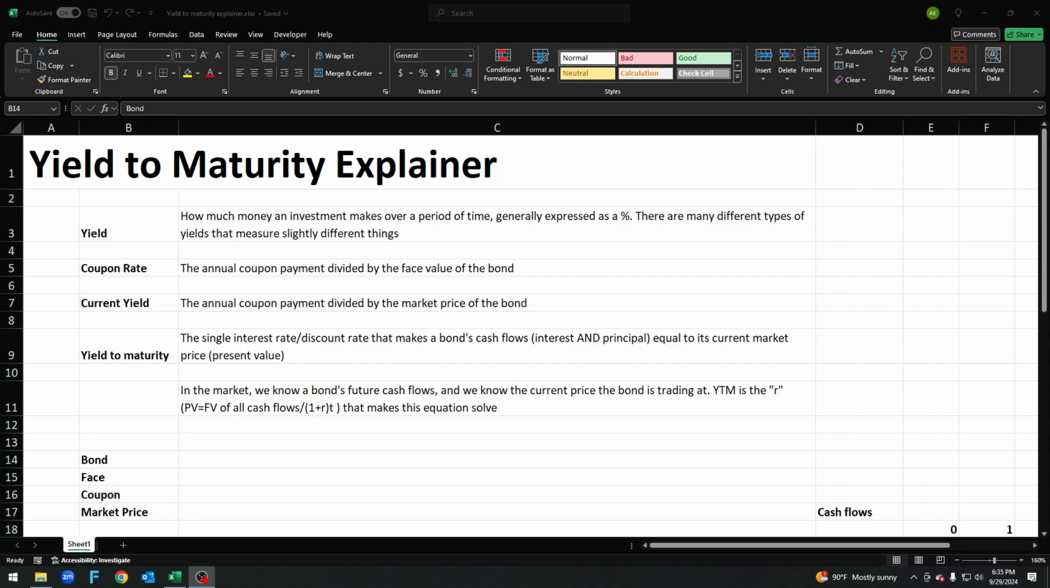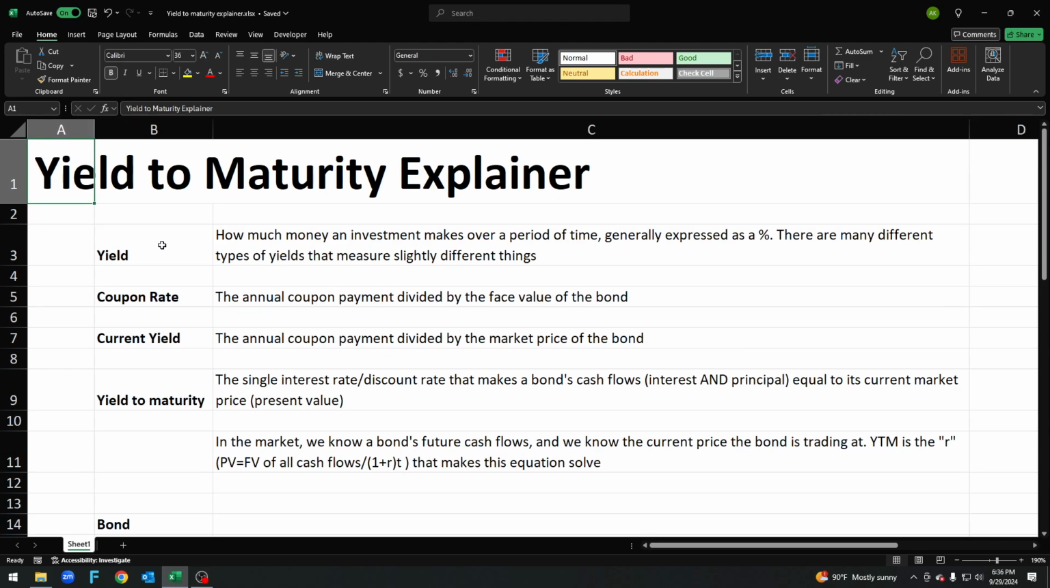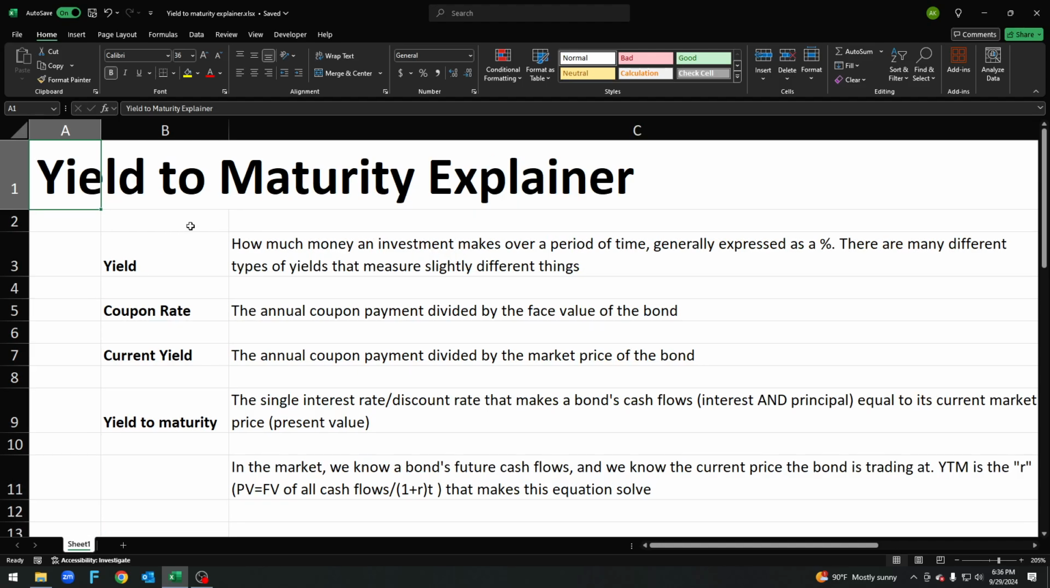Hi, everybody. I'd like to record a short explainer on yield to maturity since I got a bunch of questions about this. It will be probably about 10 minutes long. So, what is yield to maturity?